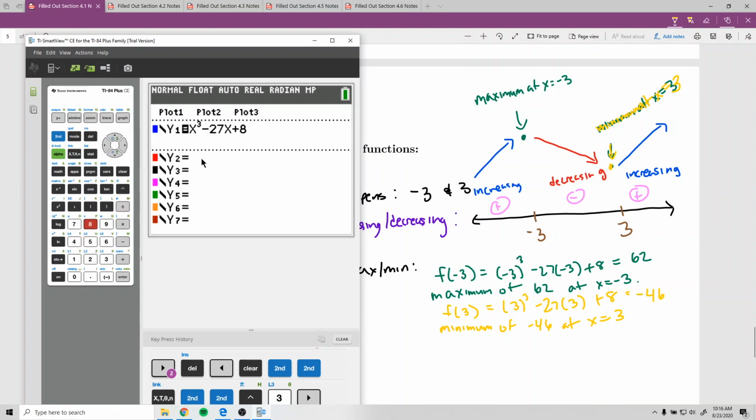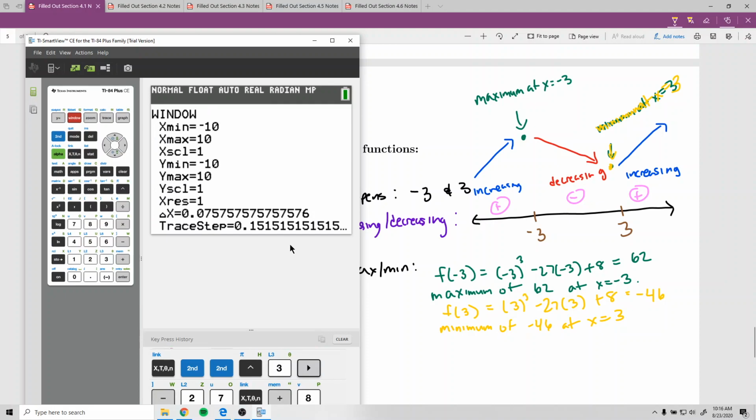Since we know where our maximum and minimum are, what I'm going to do is adjust my window. -10 to 10 for x, probably still fine. If you want to make it a little smaller, like -6 to 6, because we only care about -3 to 3, that's good. The y values, though, we need to make much bigger. The y minimum, we know we're going to get to negative 46, so let's make it negative 50. And we know we're going to get to a maximum of 62, so let's make it 70. And just to make it look a little bit scaled, I'm going to make the scale 10.